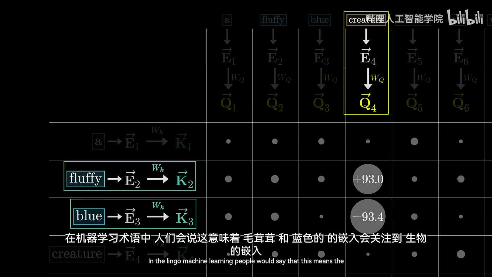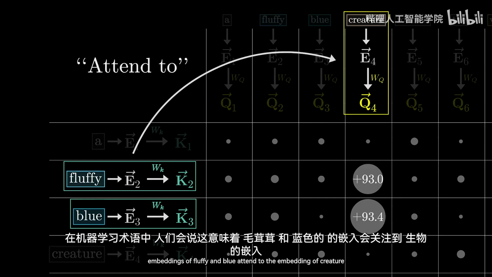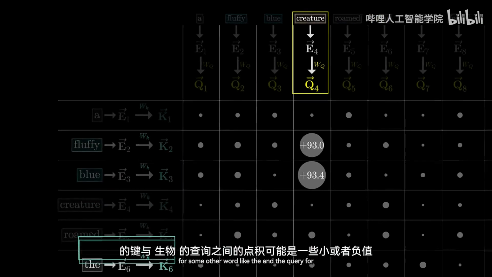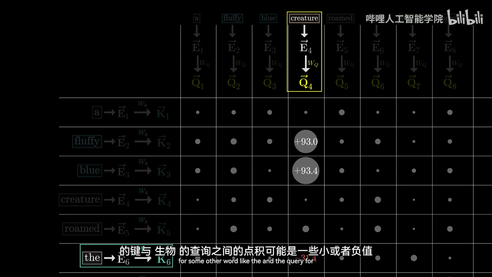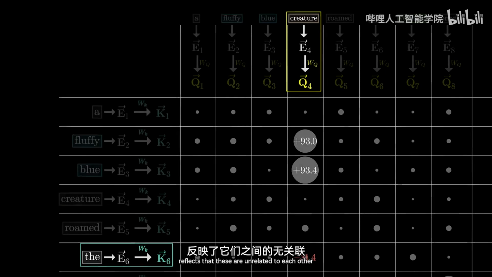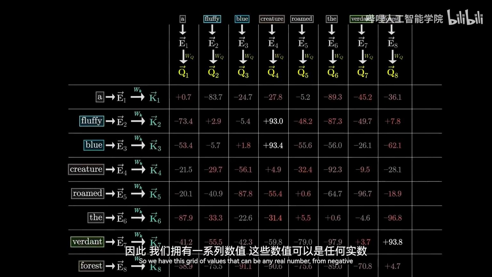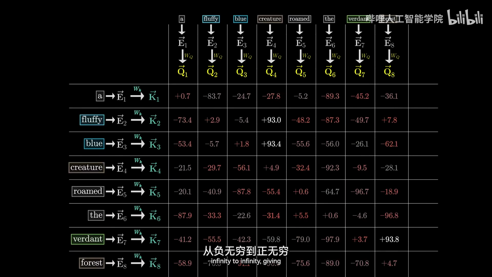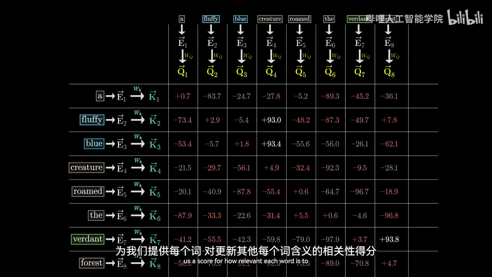In the lingo, machine learning people would say that this means the embeddings of fluffy and blue attend to the embedding of creature. By contrast, the dot product between the key for some other word, like the, and the query for creature would be some small or negative value that reflects that these are unrelated to each other. So we have this grid of values that can be any real number from -infinity to infinity, giving us a score for how relevant each word is to updating the meaning of every other word.